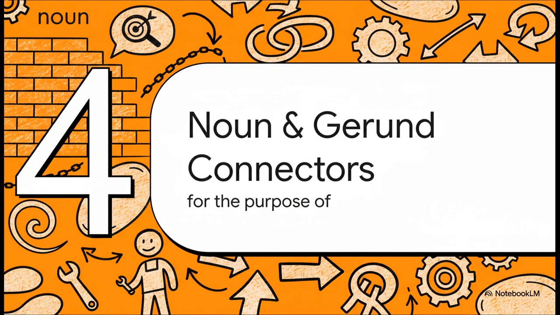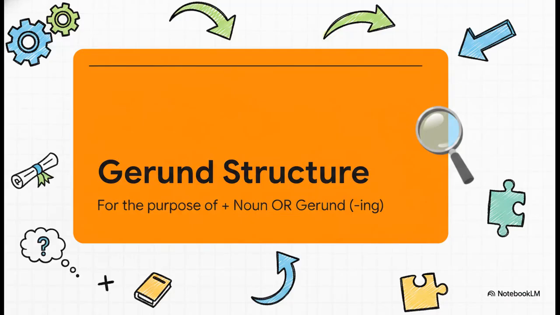Moving right along to Section 4, nouns and gerund connectors. This is our third and final structural rule, and it's heavily focused on highly formal professional sentence construction. The key phrase here is for the purpose of. It essentially just means with the intention of. But the absolute strict rule to remember is that for the purpose of must be followed by a noun or a gerund. And as a quick refresher, a gerund is literally just a verb ending in ing that acts like a noun.